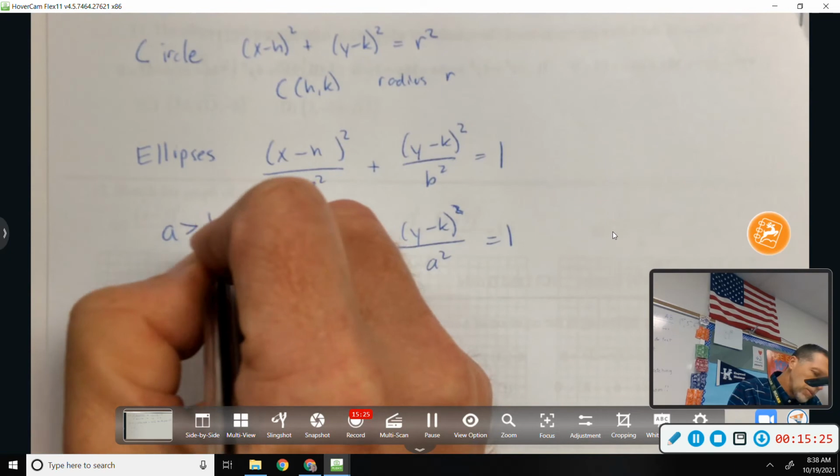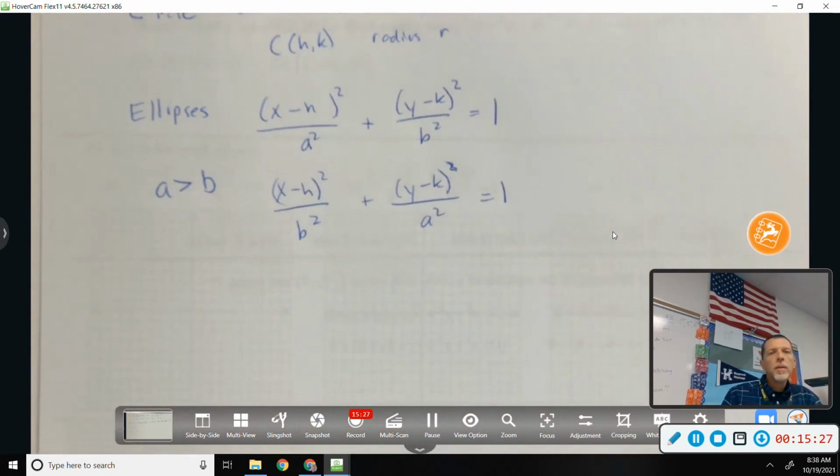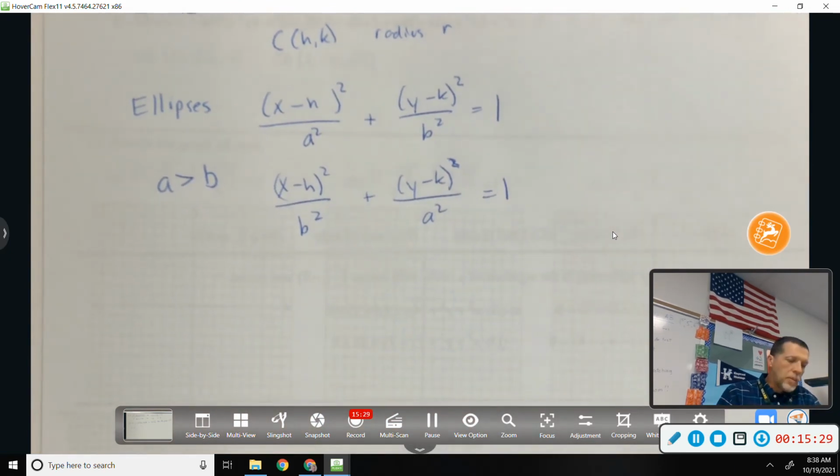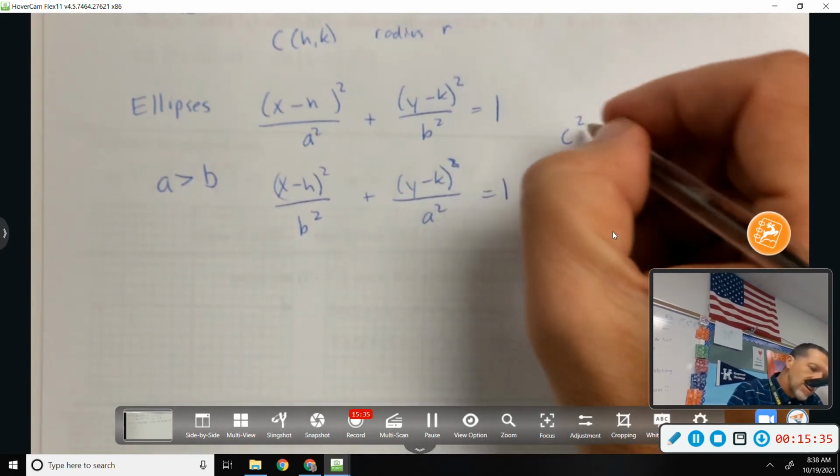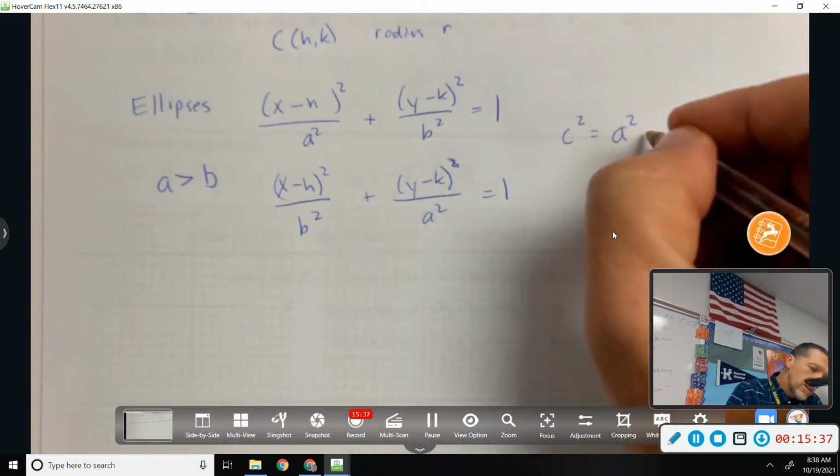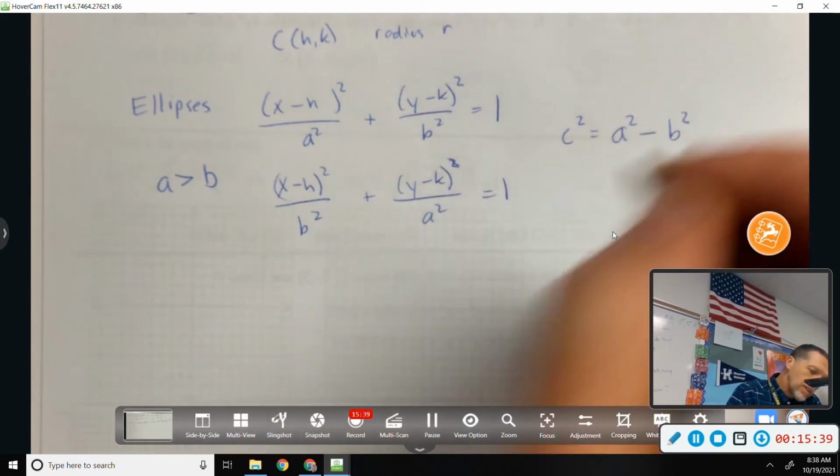A is always bigger than B. Then the bigger one is the one that matters. It's the one that makes the major axis. And C squared equals A squared minus B squared.